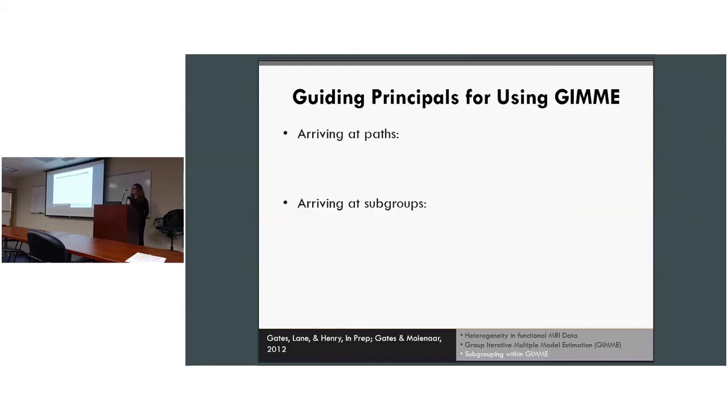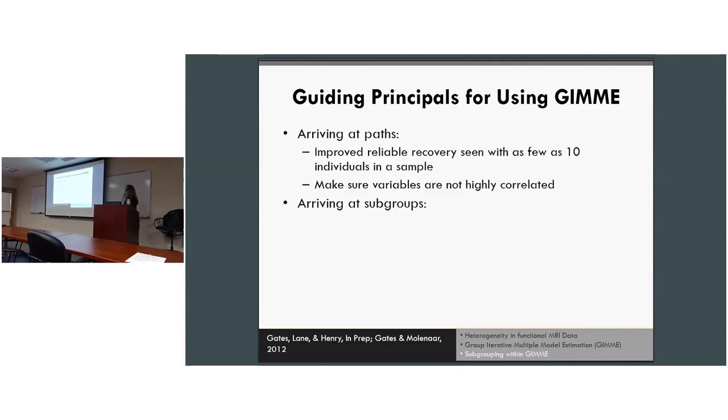All right, so just in closing, this is what we're finding for using GIMI: it works with as few as 10 individuals. Once you get below 10, it seems to not have benefit of recovering individual level paths more reliably than just doing it at the individual level. And make sure your variables are not highly correlated, especially in brain processing. Sometimes you'll have variables that are overlapping, and nobody means to do this, but sometimes their scores are too big. So then we get variables that are correlated at 0.98, and of course that's not going to work for any sort of regression-based modeling, such as structural equation modeling.